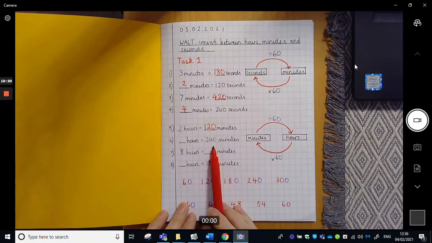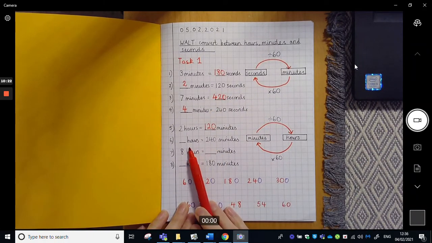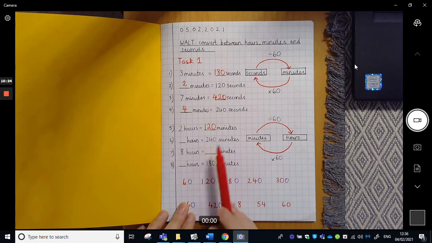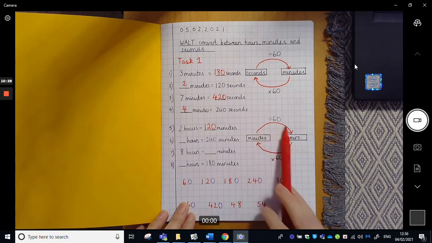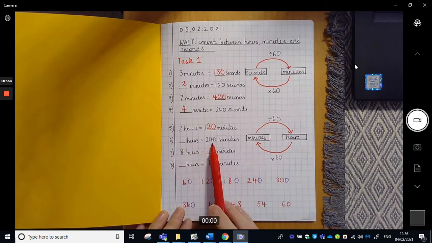Okay, this time I've got my minutes. 240 minutes is how many hours? So 240 is my minutes, sorry, and I need to divide by 60 to find my hours. So again, I want you to think, how many 6s are there in 24?